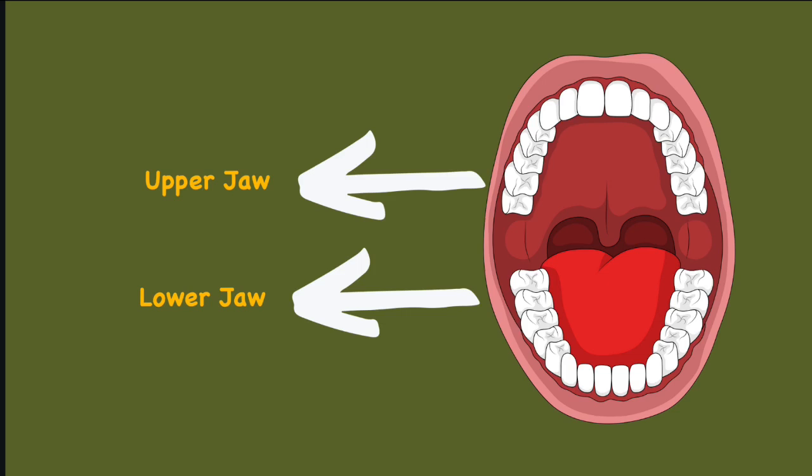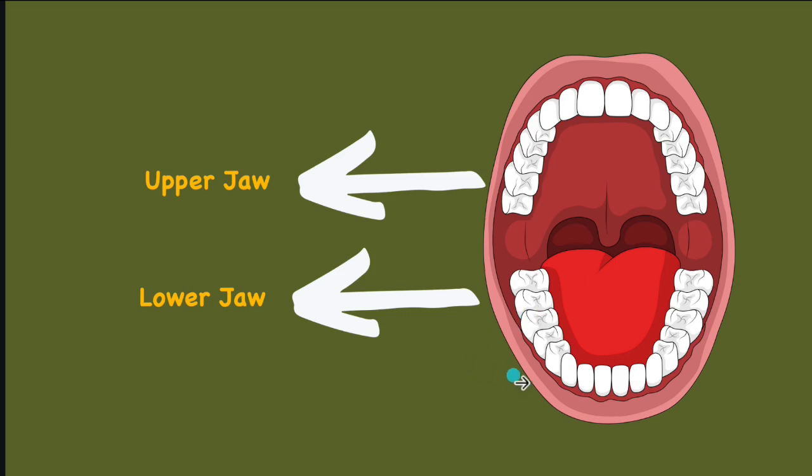Okay, now we're looking at the upper and lower jaw and their roles in speech production. Let's start with the upper jaw. The upper jaw, also known as the maxilla, is fixed in place and doesn't move. It houses the upper teeth and forms the upper part of the mouth. The upper jaw provides a stable structure against which the lower jaw moves, helping to create different speech sounds.